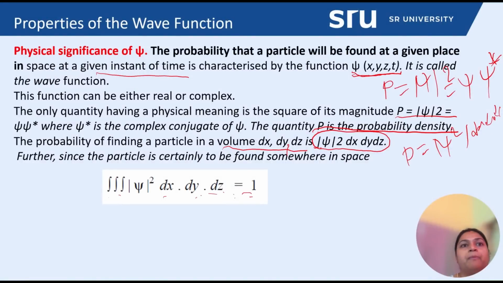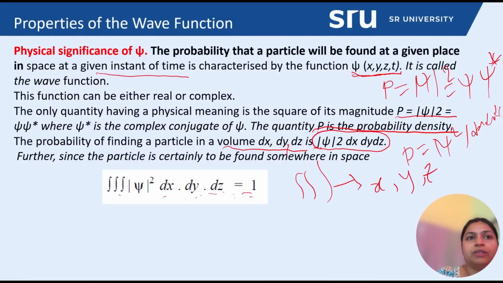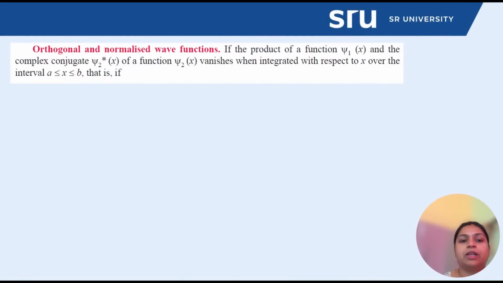So this triple integral extends over all possible values of x, y and z, and the wave function psi satisfying this relation is called the normalized wave function. Next we come to the orthogonal and normalized wave functions.